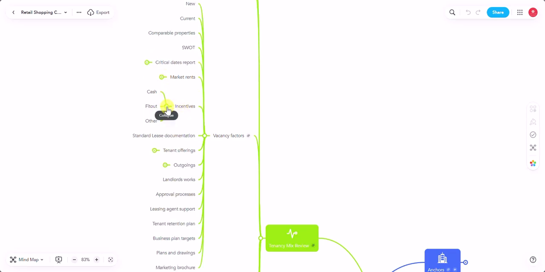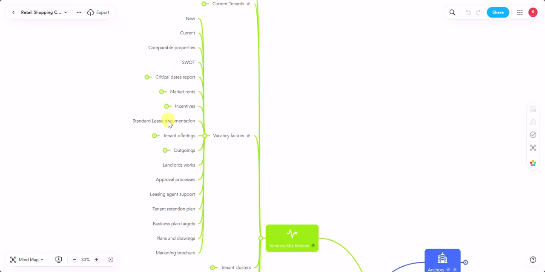The incentives, what can they be? Cash, fit out, or other. There's all sorts of incentives you can give a tenant, but usually the most common ones are cash or fit out. So determine what the incentives are because they will impact the previous comment I made regards market rents. Standard lease documentation is important to me because I need to know what the standard lease documentation will be or exists and how that will be used when it comes to a particular vacancy leasing. I'll go through the standard lease documentation to understand that before I need to use it.